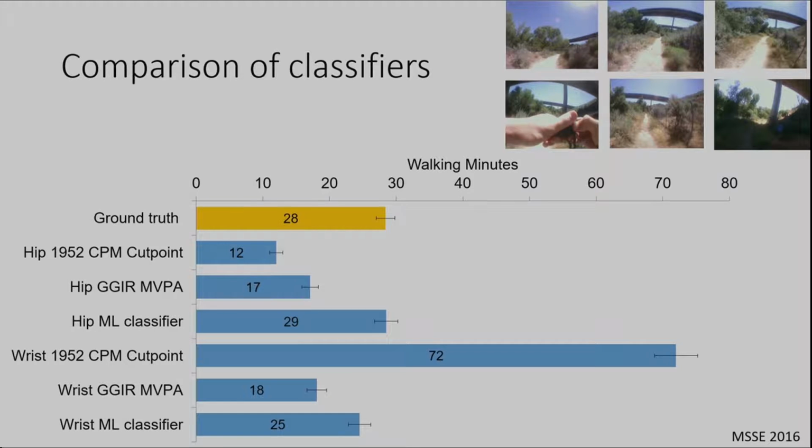And this is just the reminder that I mentioned to our inner group yesterday. Some people are going into the ActiLife software, pressing apply cut points to wrist data, and they're actually using the hip cut points on the wrist data. And so that's what happens. You get absolute garbage. But unfortunately, that's sort of what sometimes happens.